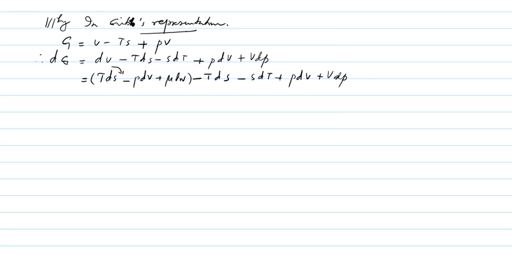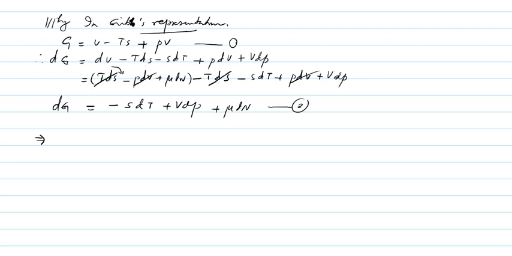So a number of terms are getting cancelled out. This TdS will be cancelled by the minus TdS, and minus PdV will be cancelled by plus PdV. So what you are remaining with is only three terms. I'm putting them in order: minus SdT plus VdP, then plus mu dN. Let me say that this is my equation number 1 and this is my equation number 2, which gives you the differential change in the Gibbs free energy of the system. From that you can define S, V and mu in terms of G.